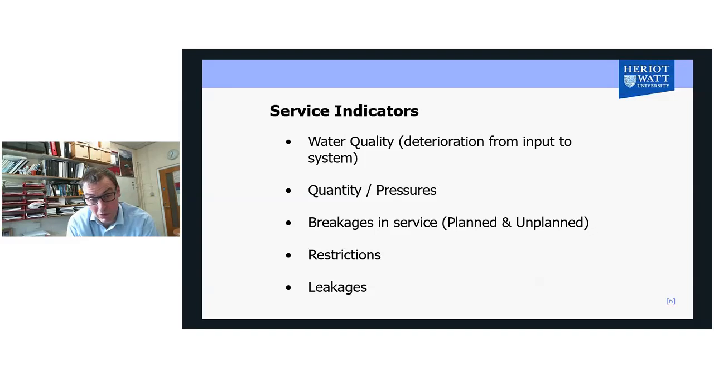We're concerned about the quantity and the pressure of supply. Breakages in service, obviously not ideal. Restrictions on water use, so it's not that uncommon in the UK over warm dry summers that we would have restrictions on, say, people watering their gardens. Washing their cars tends to be the first level of restriction, and also there are targets for leakage as well.